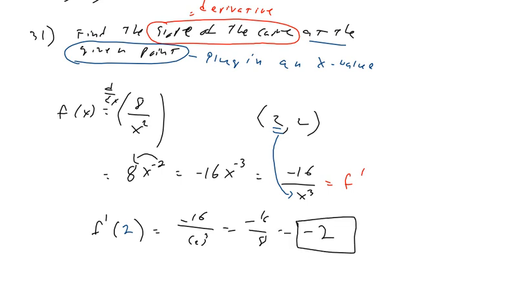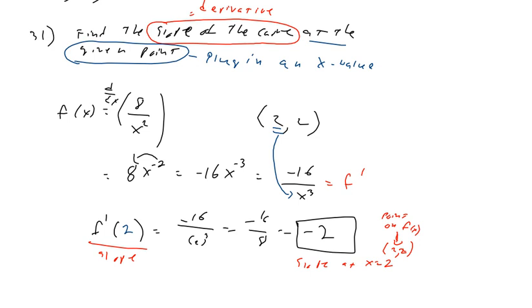That is the slope of the curve at x equals 2, or at the point (2, 2). This (2, 2) is a point on f. This (2, 2) is a point on the function. I'm finding the slope of that point on the original function. The slope is f prime.